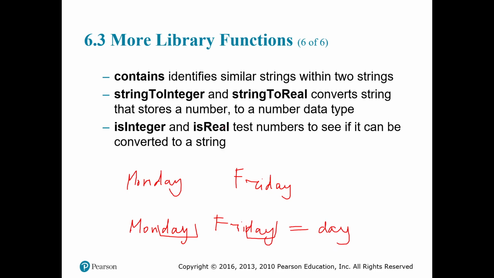Then string to integer, string to real, it's pretty simple. The same thing as converting integer to real and real to integer. It just converts a string to whatever you want, integer or real. For example, if you have 14.2 saved as a string and you need to use it in some calculations, you just use string to real on this number and it will return to you as a number instead of a string. And the same thing, is integer, is real. We can test if the number is an integer or is real. It will just tell you if you can convert that string to an integer or to a real.